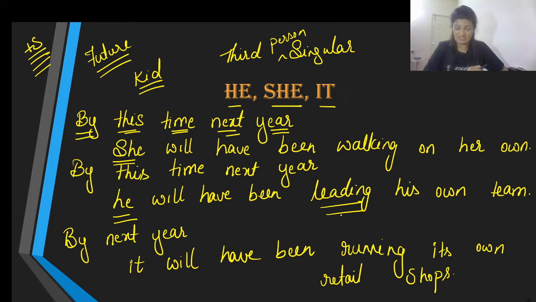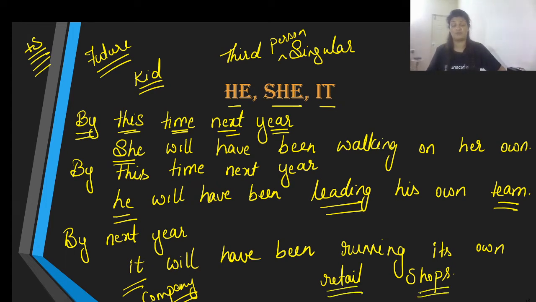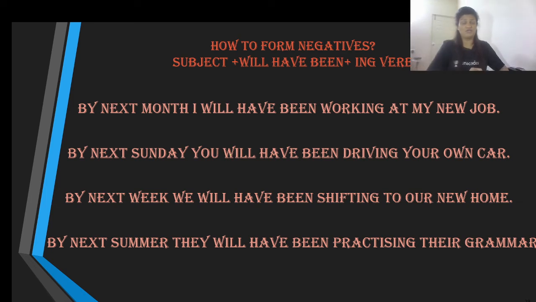At the moment, he is still a supervisor and waiting for a promotion. In another couple of months, he might get a promotion, and then by next year, he will have been leading his own team. By next year, it will have been. It is a company over here. We are referring to a company which deals with wholesale products or sales. Now we are projecting in future, and they have started setting up their own retail shops, and by the time they are done, which means next year, it will have been running its own retail shops. So that is about future perfect continuous.